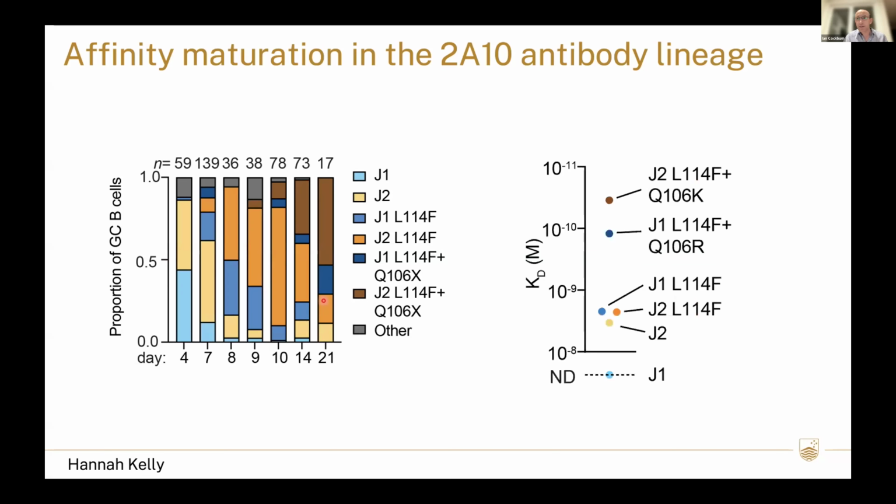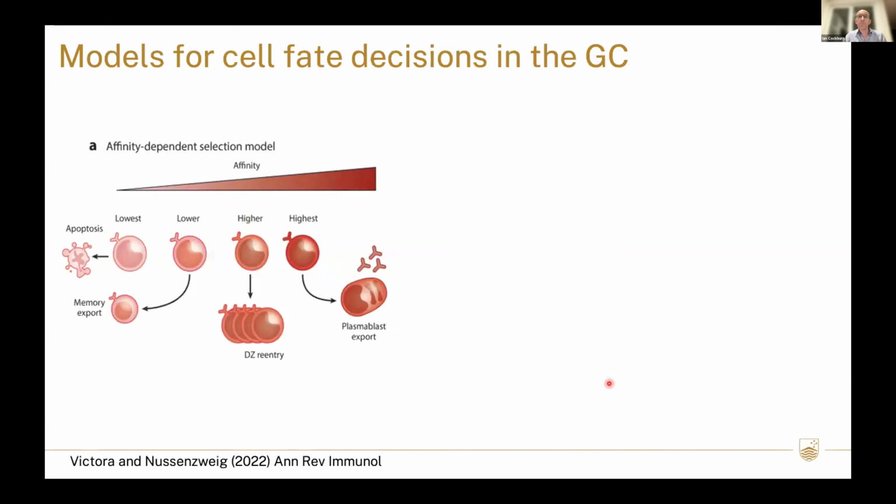Hannah in the lab also prepared recombinant antibodies of all these different variants and formally showed that these variants lead to increased affinity. Notably, even though this J1 variant binds the tetramer really quite nicely, when you run it on an Octet analysis, you find that you can see a signal, but you can't assign an affinity to it.